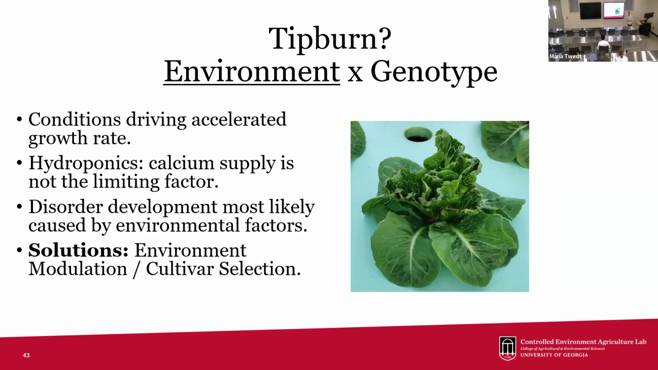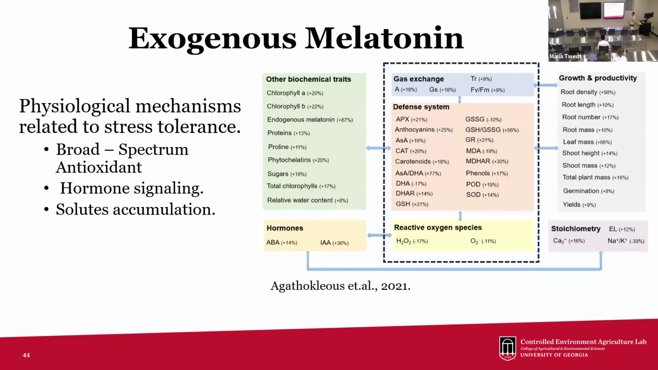It says tipburn tolerant, but it's not so tolerant if you are using LED lights on top. Now, there's a potential of applying products within your nutrient solution that could help you avoid this problem within plants. Exogenous melatonin is one of the biostimulants that we tried to add into our system to avoid the development of that tipburn. And why we thought that this might work?